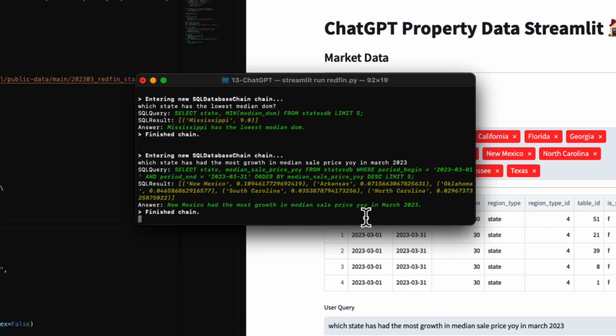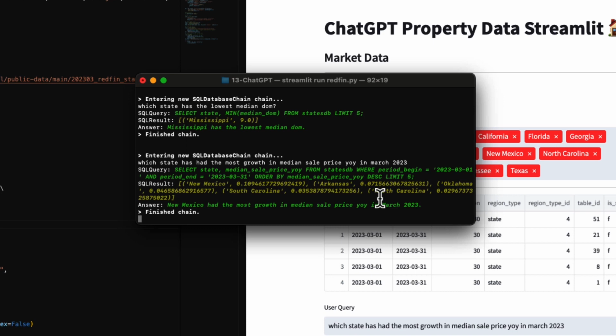If we look at the SQL query, we could see now a longer query was written. OpenAI gets data from states database where period begin is March of 2023 and the end is the same period. The columns gathered are state and median sale price year over year. This is then ordered by median sale price year over year descending so that the highest value comes first. We could see New Mexico had a year over year, so March of 2022 to March of 2023, increase of about 11% for median sale price, followed by Arkansas, Oklahoma, South Carolina, and North Carolina.